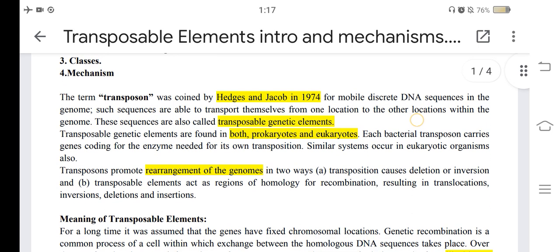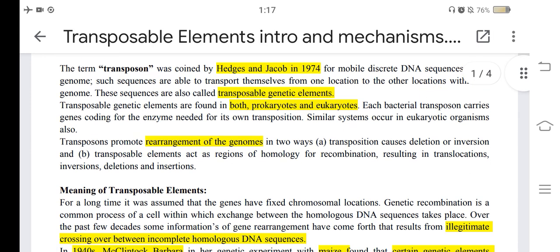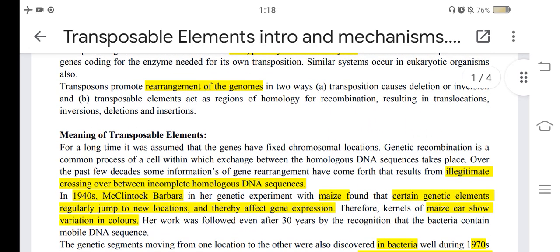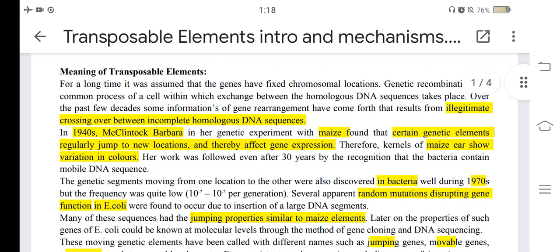Transposable genetic elements are found in both prokaryotes and eukaryotes. Each bacterial transposon carries a gene coding for the enzyme needed for its own transposition. Similar systems occur in eukaryotic organisms also. Transposons promote rearrangements of the genome in two ways. Transposition causes deletion or inversion, and transposable elements act as regions of homology for recombination, resulting in translocations, inversions, deletions, and insertions.